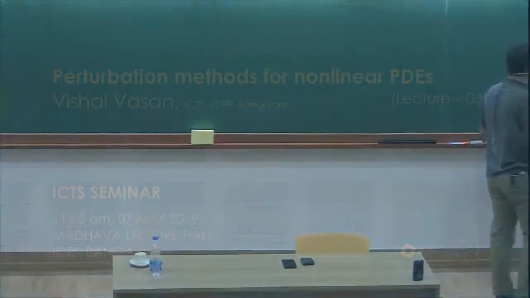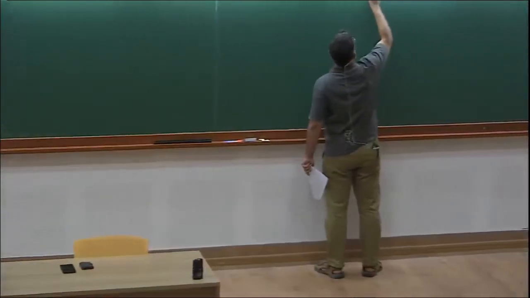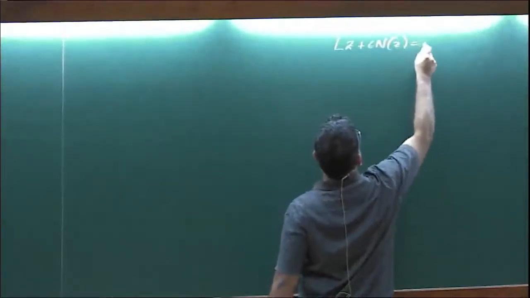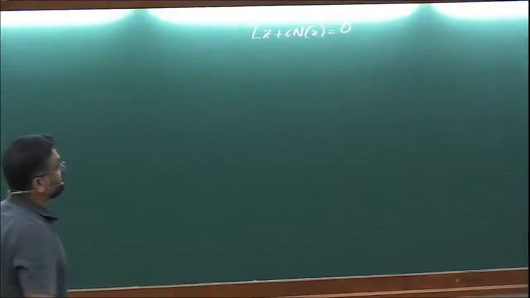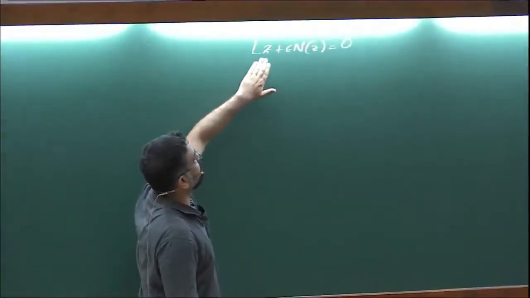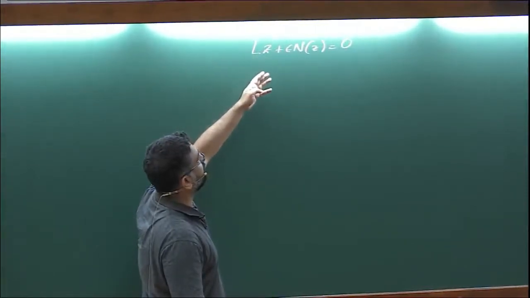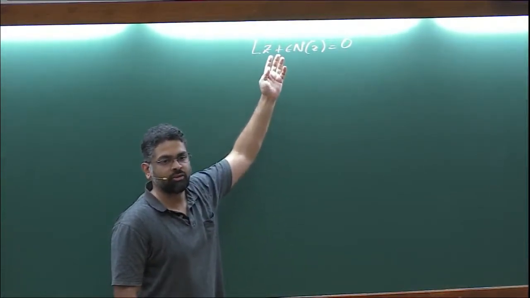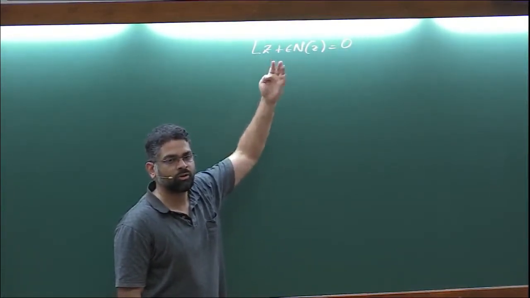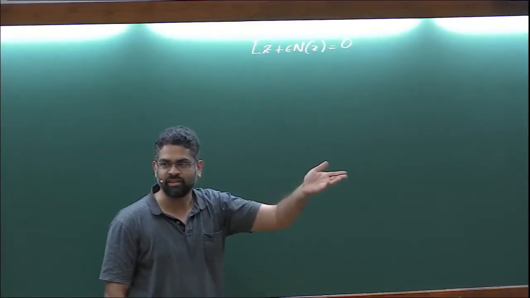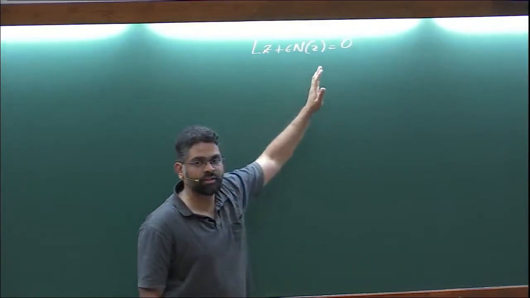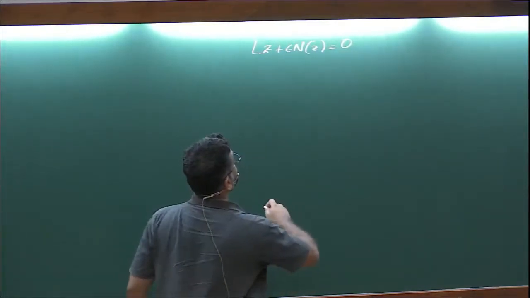So let me just first summarize what we've been looking at so far. As I said, we want to find solutions to equations of the following form, where Z is some sort of state vector. So it could be a vector in Rn, it could be a function of t, it could be a function of x and t, or it could be a vector of functions of x and t. L is a linear operator, think of it as a matrix. N is a nonlinearity. Epsilon is a scalar parameter.